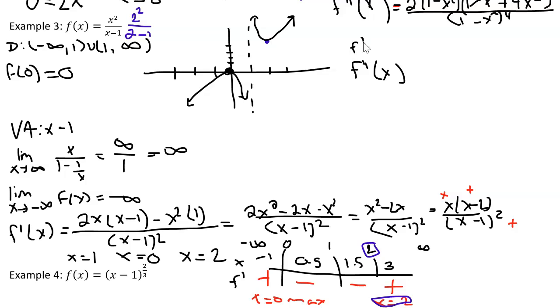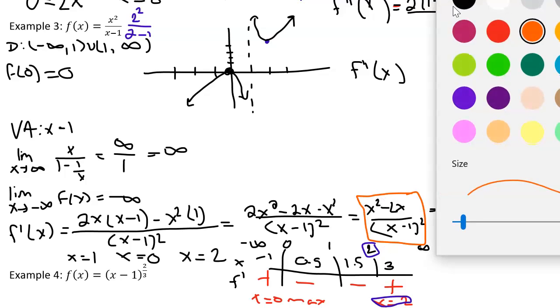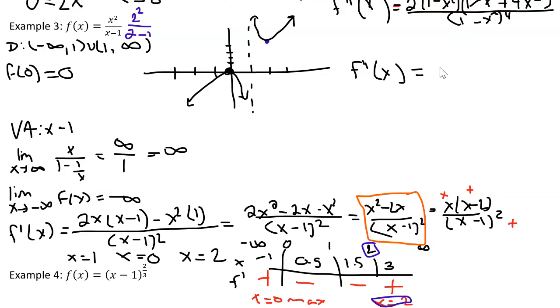So my f prime of x simplified is... oh, I actually have it simplified, just kidding. The derivative that I'm going to be focusing on for my second derivative is this one right here. Okay? So the derivative of the numerator is 2x minus 2.